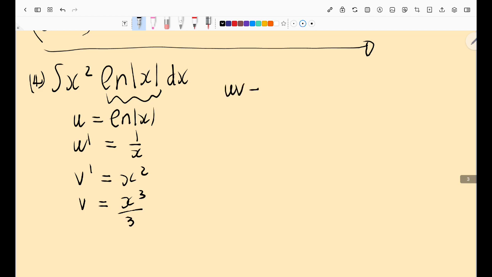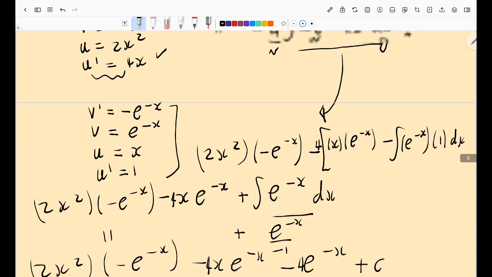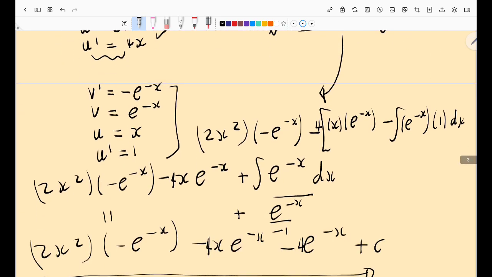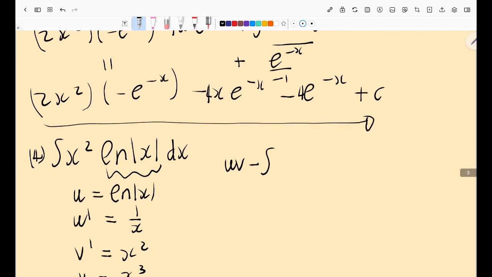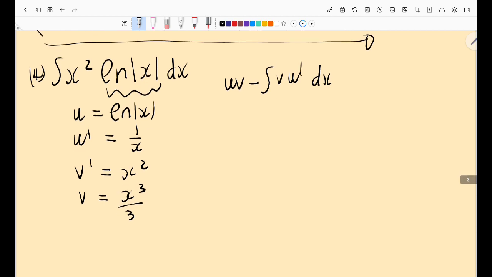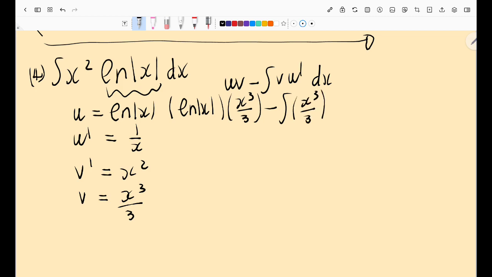I use my function. I keep forgetting this function: minus the integral of v u1 dx. You substitute. This should be easy to use, should be second nature by now, we've been doing it. Ln x, my v is x to the power of 3 over 3, minus the integral of v, which is x to the power of 3 over 3, times u1, which is 1 over x, dx.